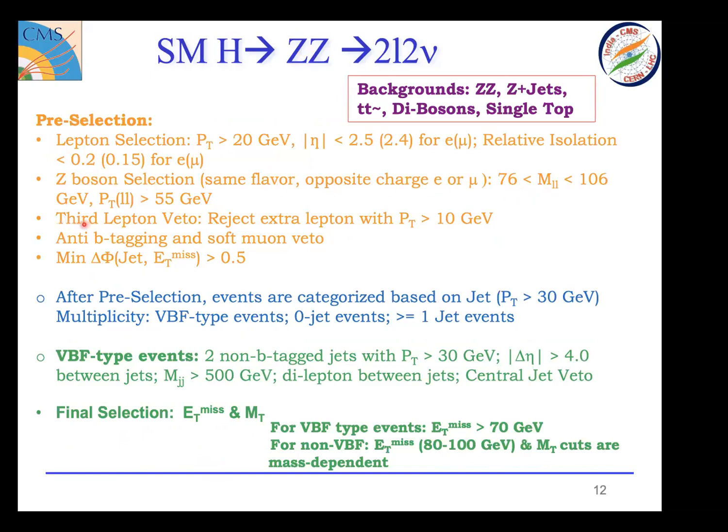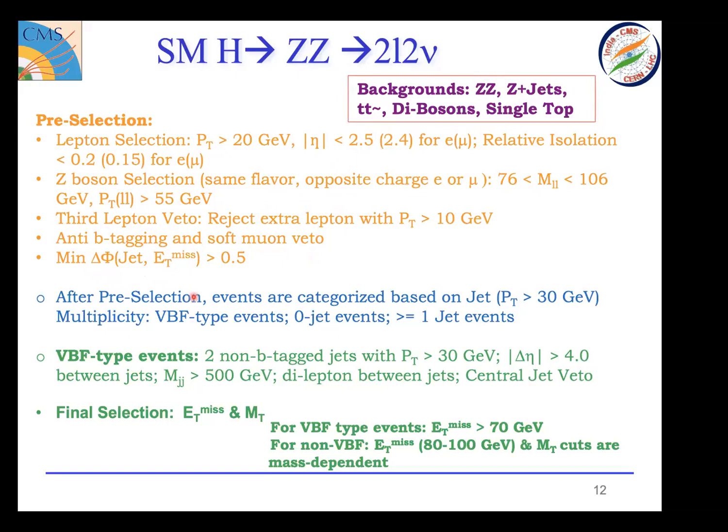And then the third lepton veto to take care of the diboson, anti-B tagging, and soft muon veto. At that time, this was the jet probability tagger, which was used in this version of the analysis to take care of the ttbar, single top and Zbb background. Then there was the minimum delta phi between the jet and the transverse missing energy to take care of the misreconstructed jets coming from these Z plus jet events. So basically, it was also a very clean pre-selection, to be honest.